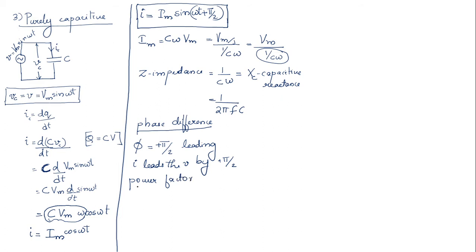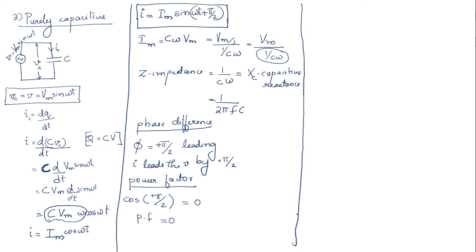So next we are going to write what is the power factor. What is the equation for power factor? We have studied the equation for power factor, that is cosine of the phase difference between voltage and current. So what is the phase difference between voltage and current here? That is plus pi by 2. So cos of pi by 2, which is equal to 0. Or we can say the power factor for a purely capacitive circuit is equal to 0. So next we can draw the phasor diagram.